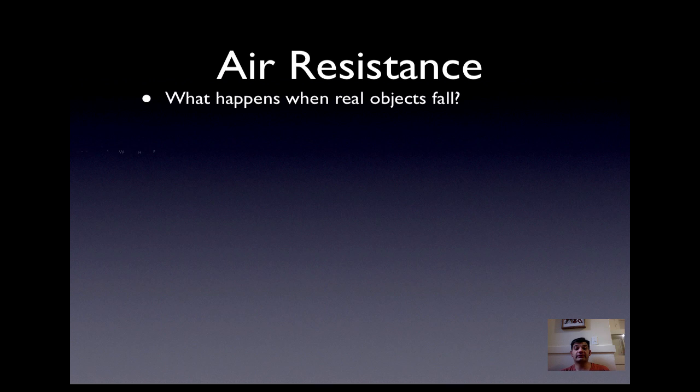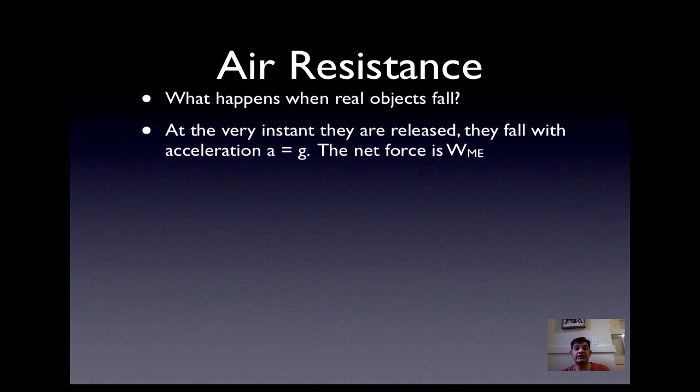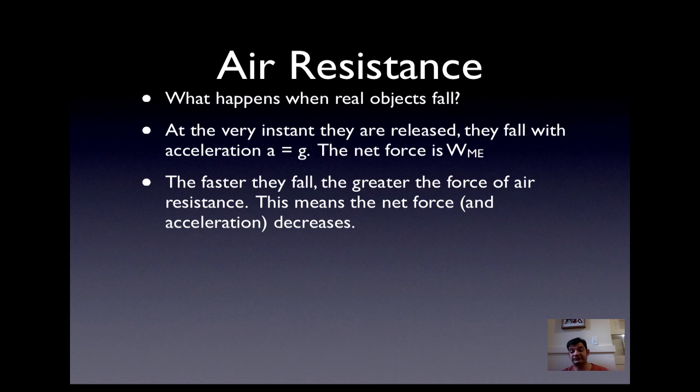So what happens when real objects fall? Well, first, at the very instant that they are released, there is no air resistance at all because there is no speed. That means their acceleration to start with is just g, 10 meters per second squared. And the net force on the object at the very beginning is the weight, the force on the mass due to the Earth. However, as we fall faster and faster, the air resistance is proportional to our speed, or our speed squared, which means the net force on the object is decreasing because you have weight, which was the original net force, but now there's air resistance opposing that weight force, so the net force decreases, as does the acceleration.